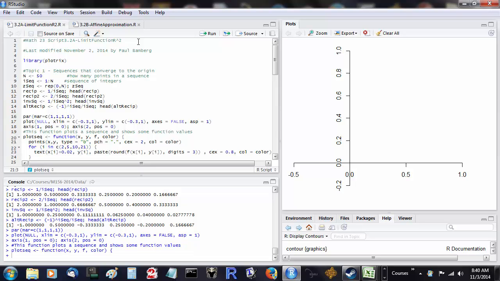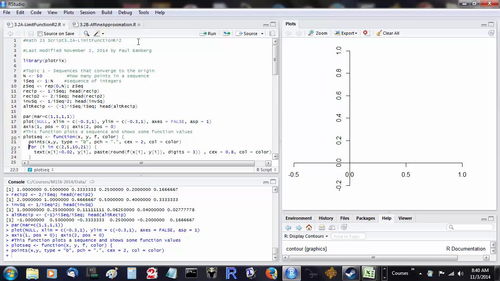First I plot the points. Type equals b means I join these points with lines. PCH equals period means I use a small dot. CEX equals 2 means I double the size of that period so we can see it. And notice I can pass the color to this function.